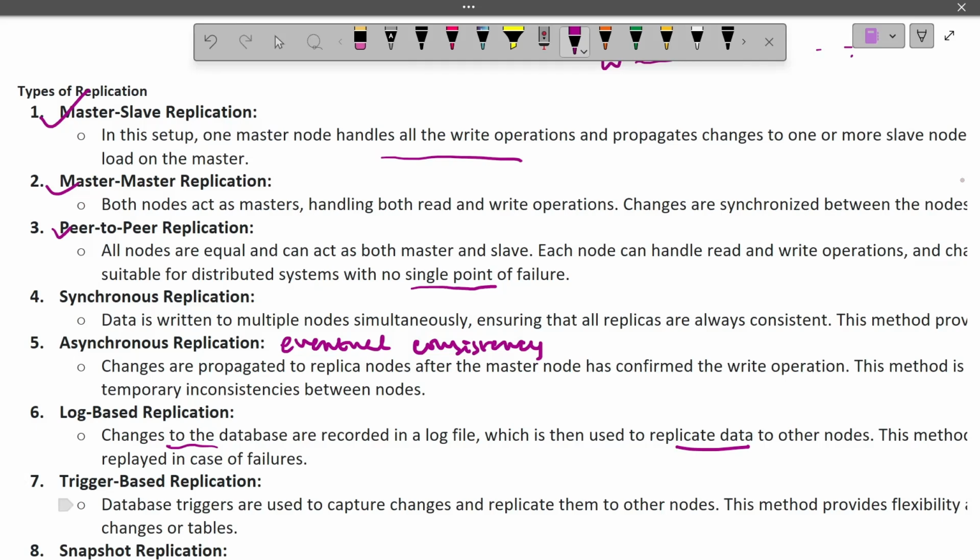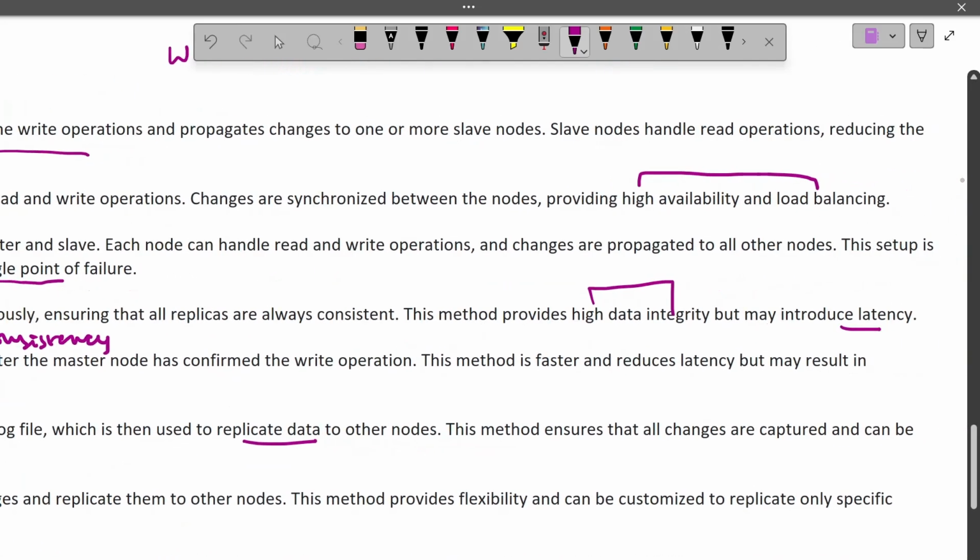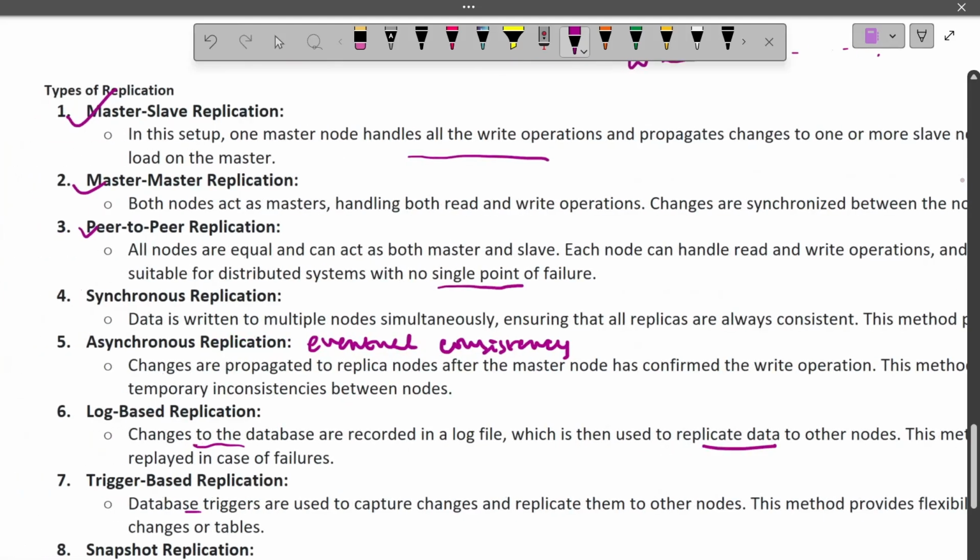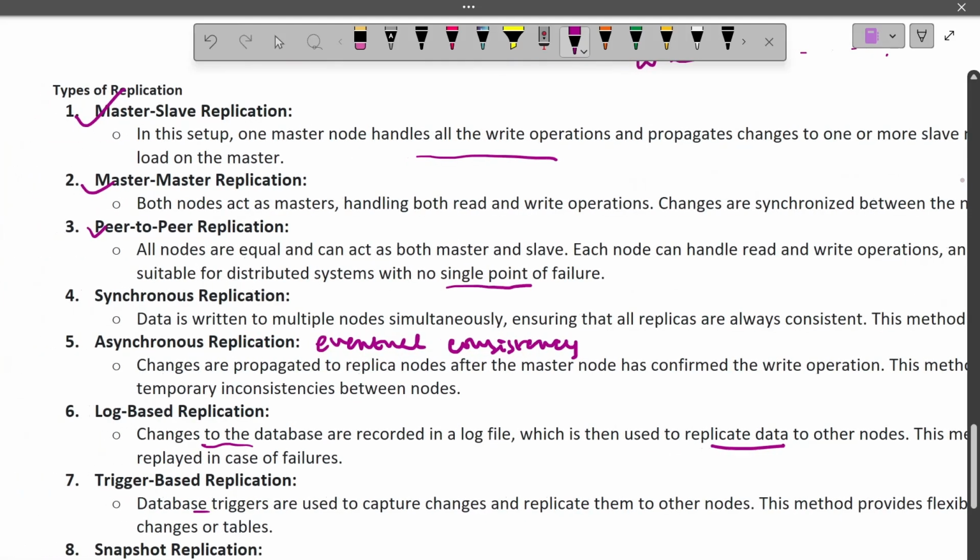Next is trigger-based replication. Database triggers are used to capture changes and replicate them. So whenever there is a change, let's say some event occurred, based on that you are replicating it to the other nodes. This can be customized to replicate only specific changes. Suppose you made an insert in the table, or an update to some customer information. On the basis of that, I'm going to trigger the replication process. That is also possible.